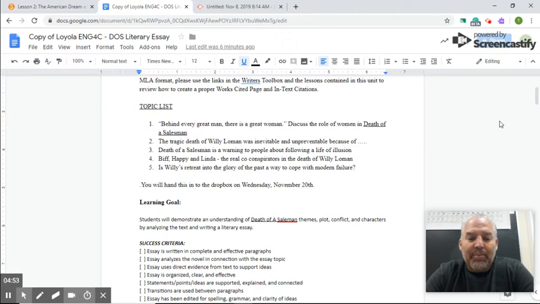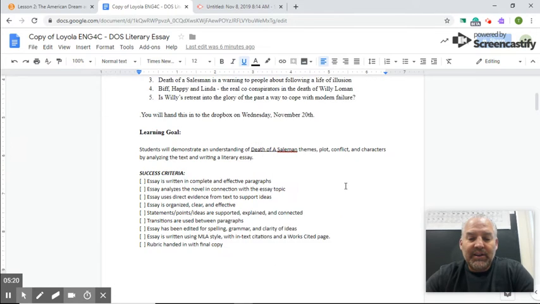Number 4, Biff, Happy, and Linda, the real co-conspirators in the death of Willy Loman. So you could argue that it's their fault that he died, that they didn't do what they needed to do to keep him safe and happy, etc. And number 5 is Willy's retreat into the glory of the past, a way to cope with modern failure. So you're going to contrast the potential of the past with his realization of the failures that he's had in the future. So this is going to come into the Dropbox on Wednesday, November 20th.